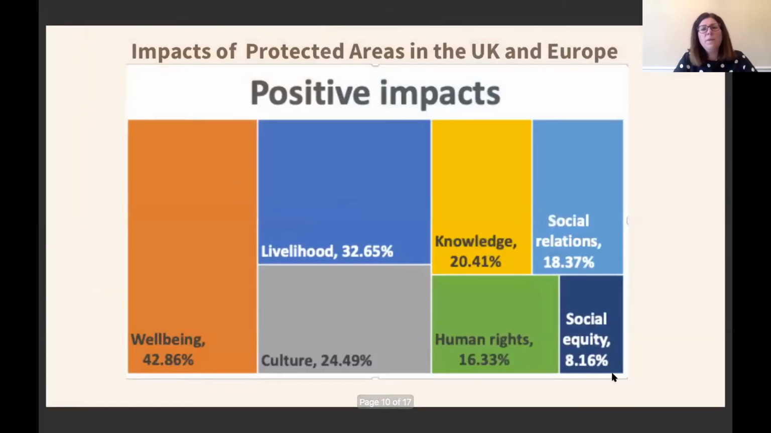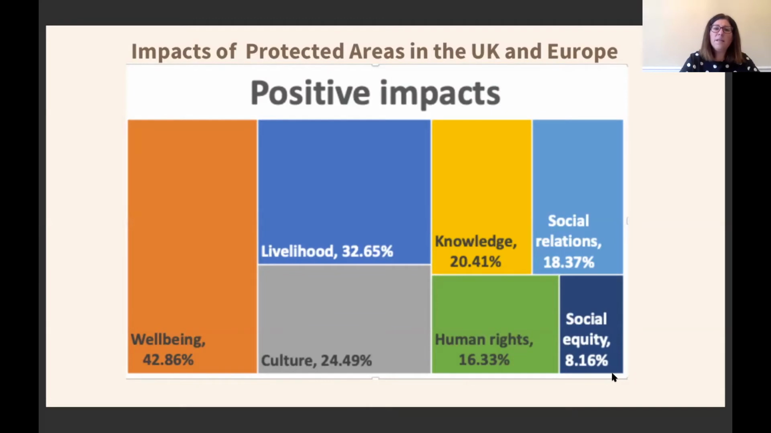So when we look at what has happened, let's say, in the last 20 years in the UK and Europe in terms of the positive things that protected areas have brought with them for the local communities, especially, we see that well-being is the big win here. Also income, which is mainly connected with sustainable tourism, and also the protection of culture. But let's look on the other side of the coin.